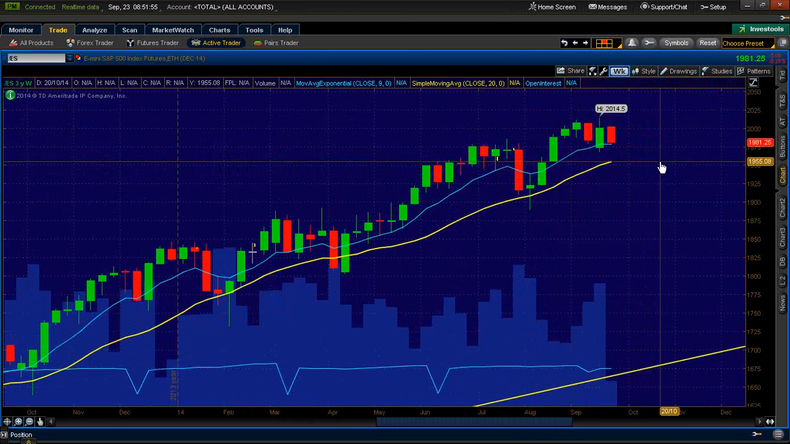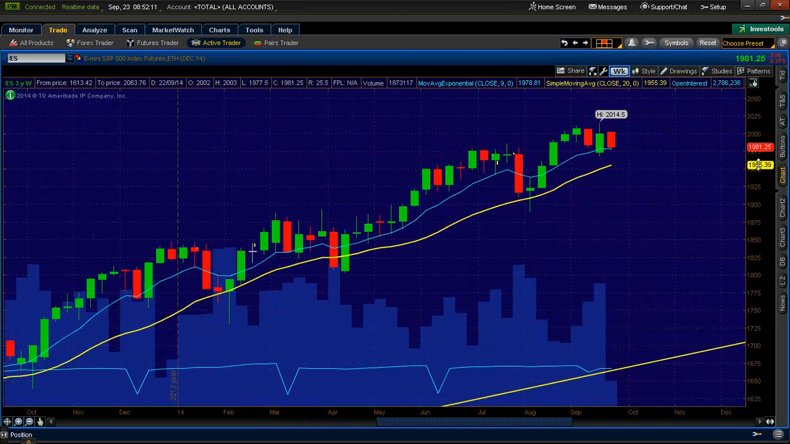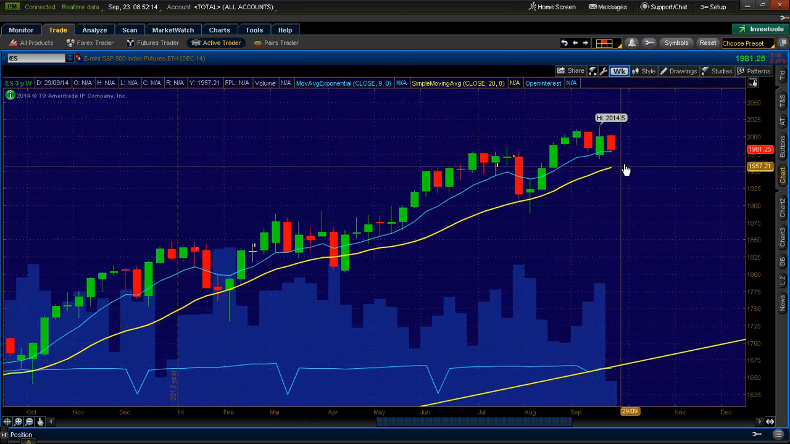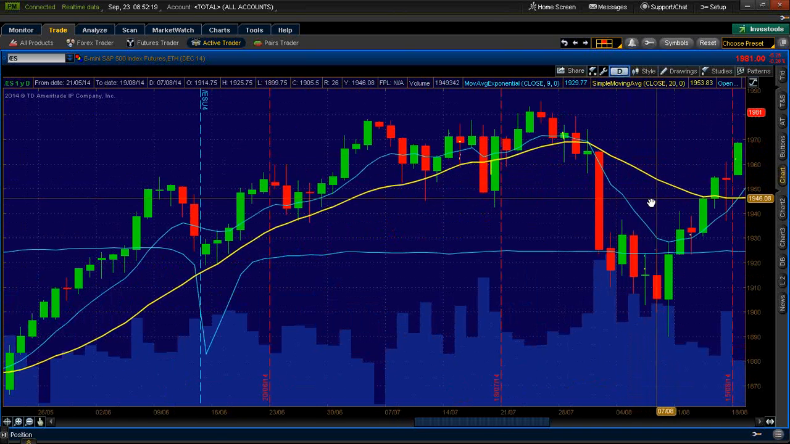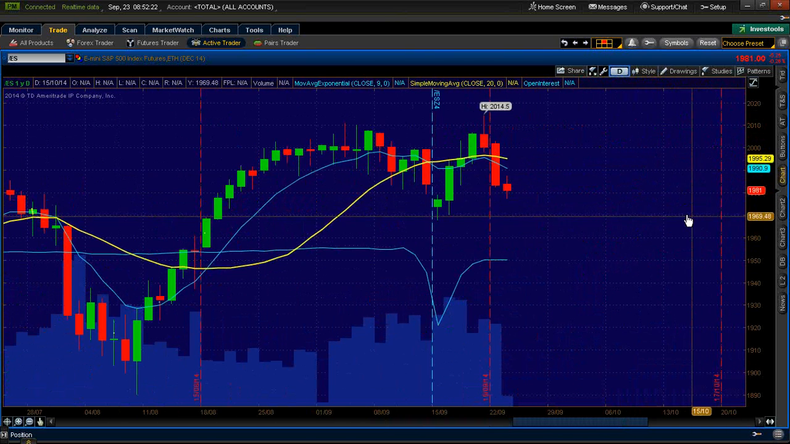1959.25 is the former microcomposite VPOC from the long-term microcomposite that runs from the May 26 breakout all the way to, I forget what it was, I think it was September or August the 7th, but we'll take a look at it on the composite. But overall, the trend is still intact on the weekly, but we are seeing some weakness.